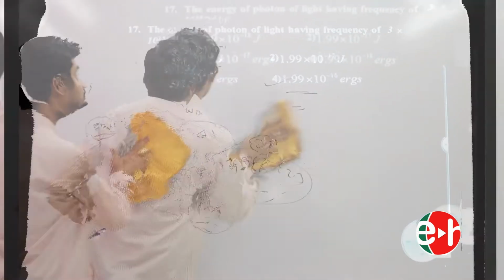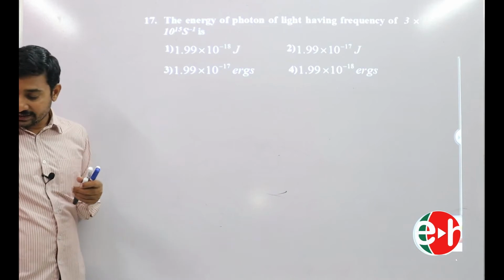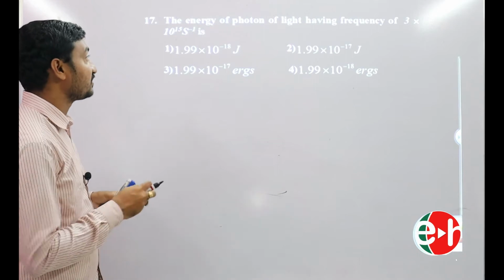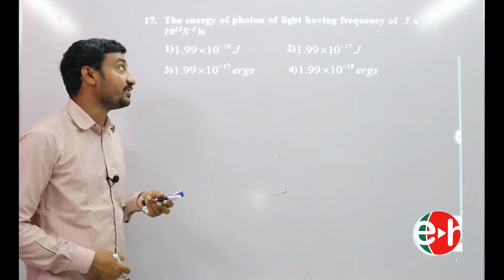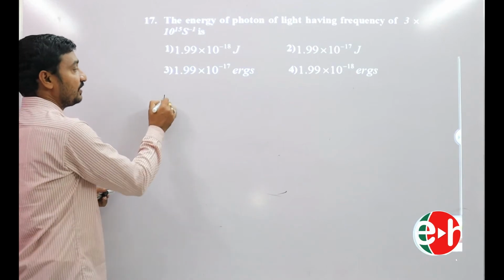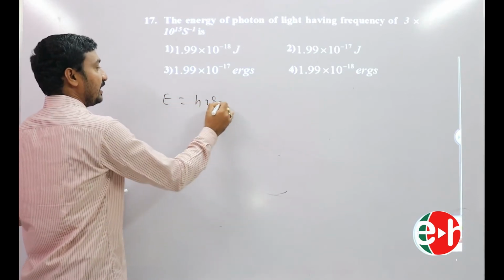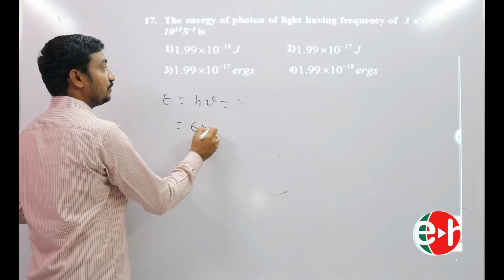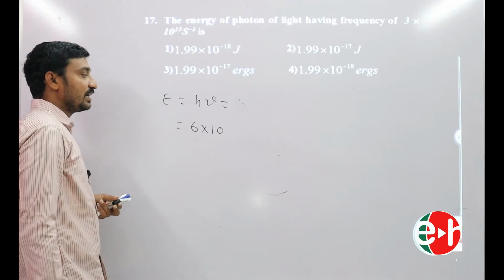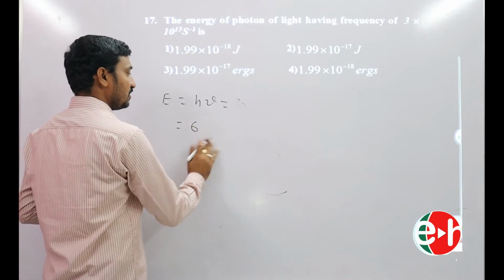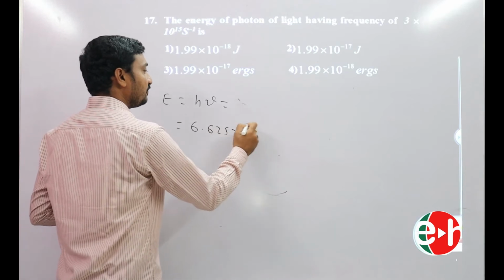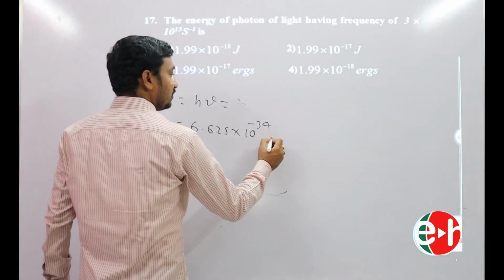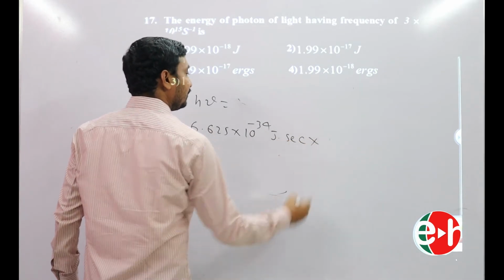The energy of a photon of light having frequency 3 into 10 to the power of 15 second inverse, based on Planck's quantum equation, the energy of a photon E is equal to h nu. Here h is 6.625 into 10 to the power of minus 34 joule second, multiplied by nu.